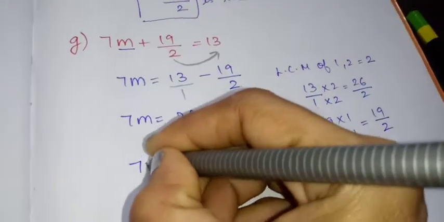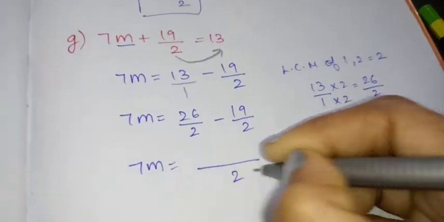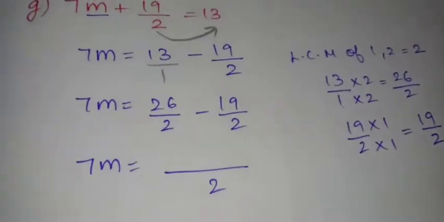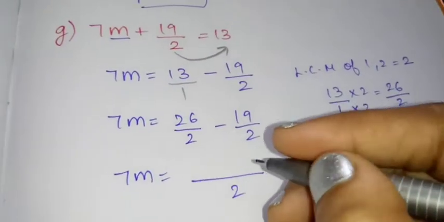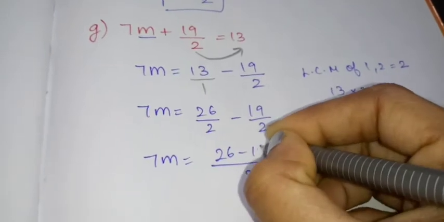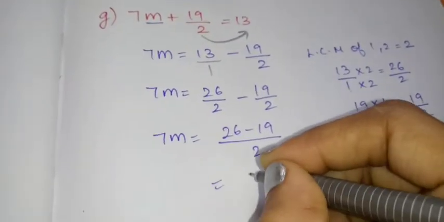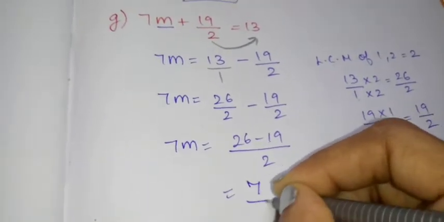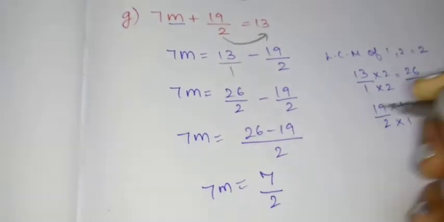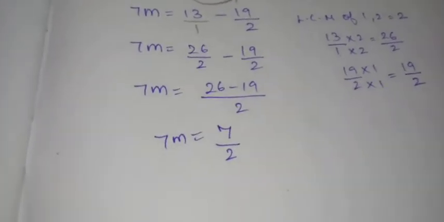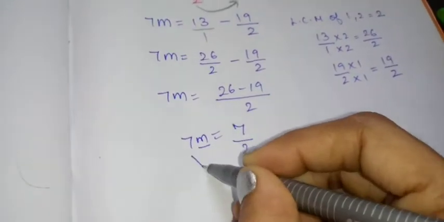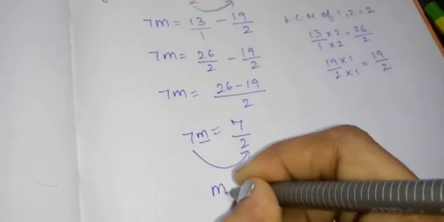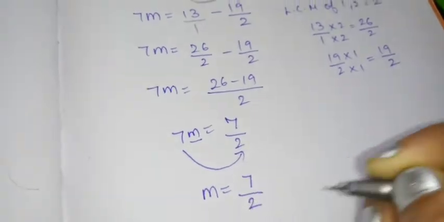So 7m is equal to the whole divided by 2, because our denominators are same. So I can keep the denominator as common. 26 minus 19. 26 minus 19 is what? 7 by 2. 7m is equal to 7 by 2. Now I just want only m, so I am bringing the 7 to the next side. m is equal to 7 by 2.